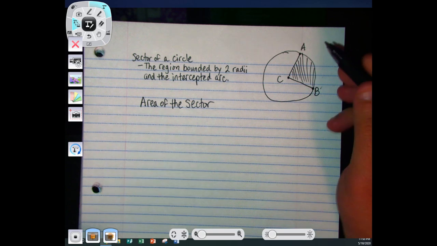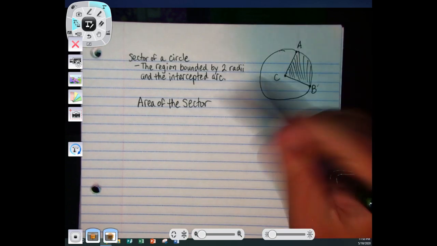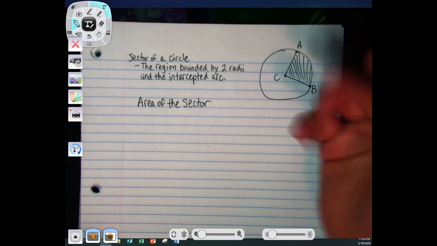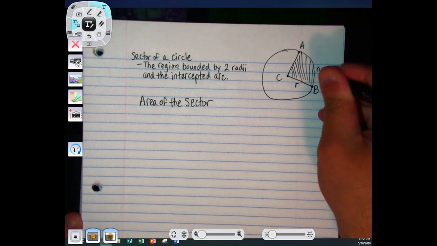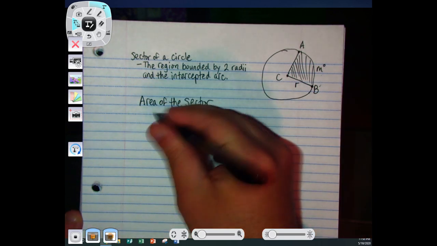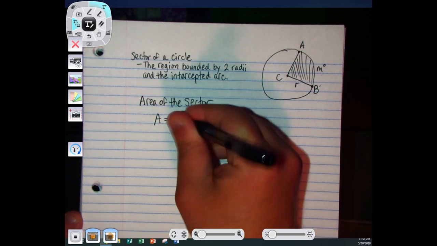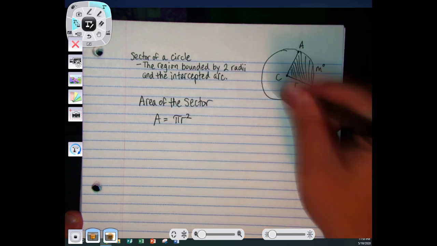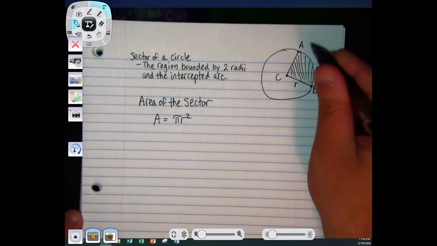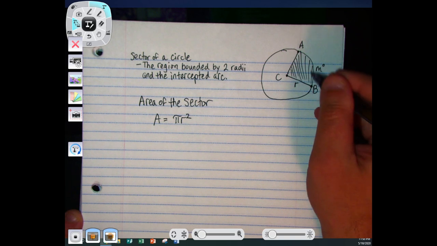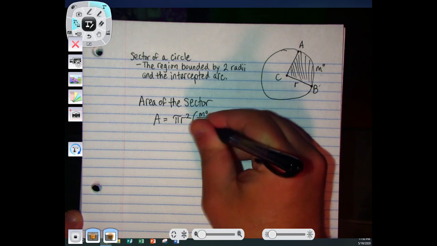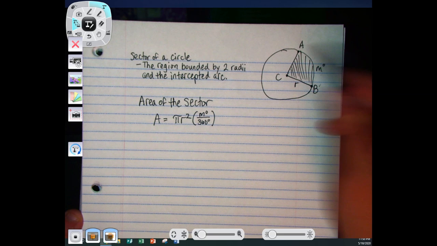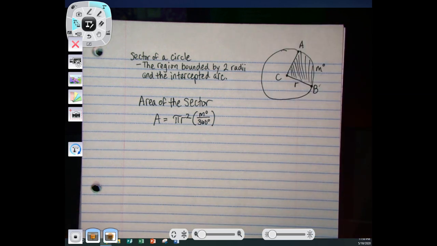So to find the area of the sector, we need to know two things. We need to know the radius and we need to know the measure of the angle itself. So to find the area of a circle, we use the formula area equals pi r squared. We find the area of the whole circle. Then we use the measure of the arc in degrees divided by 360 to get that part of the circle itself. So it's going to be times the measure of the arc over 360 degrees, because there's 360 total degrees in a circle, okay?